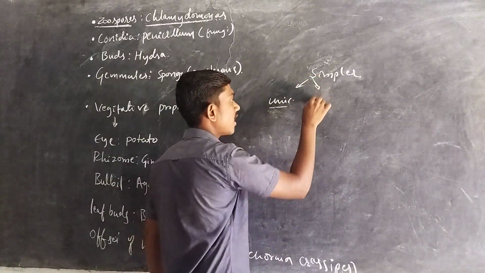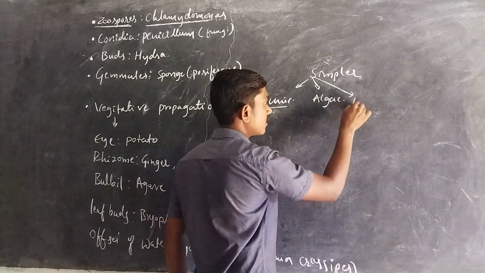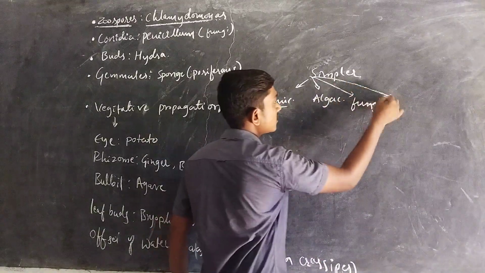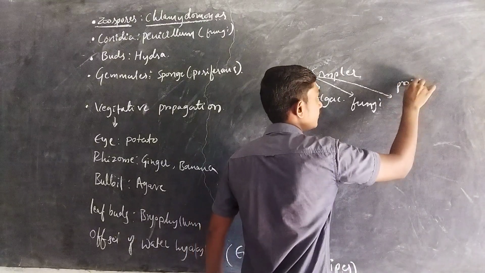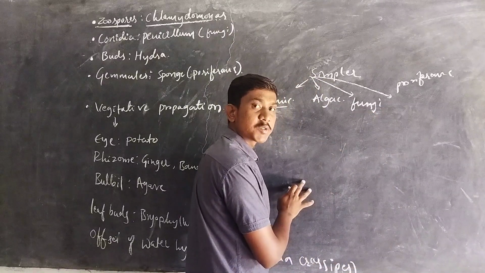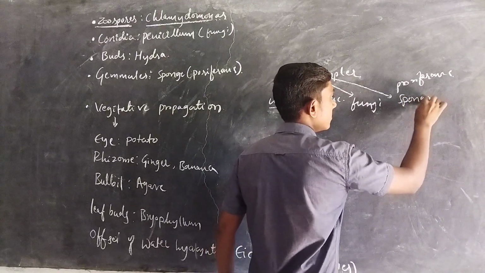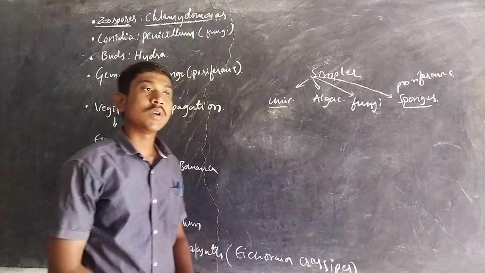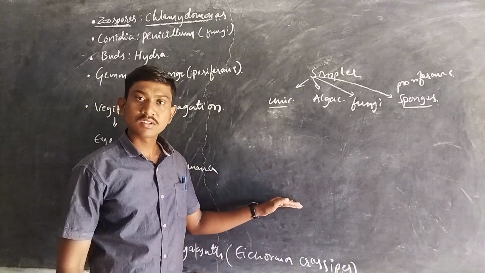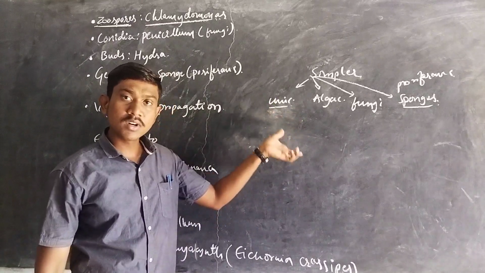Even some plants like algae can exhibit asexual reproduction. Even some fungi are able to exhibit asexual reproduction. Even within animals, the poriferans, the sponges, can also exhibit asexual reproduction by some specialized structures. In this video session, we are going to discuss each and every asexual reproductive structural unit one by one.